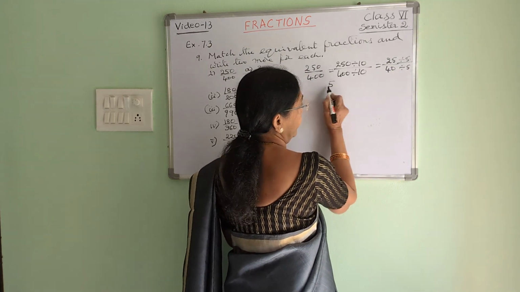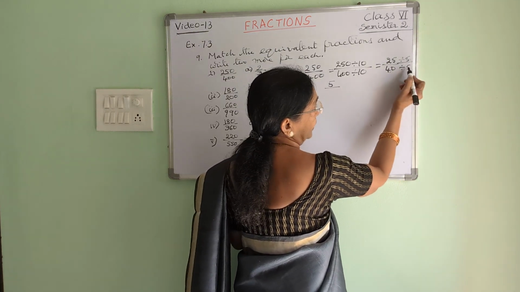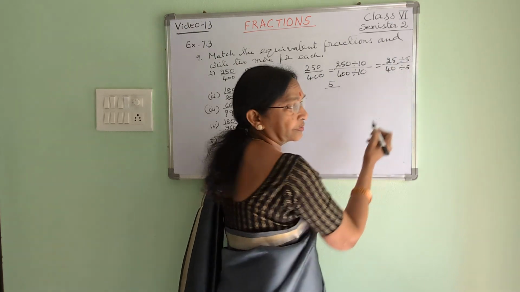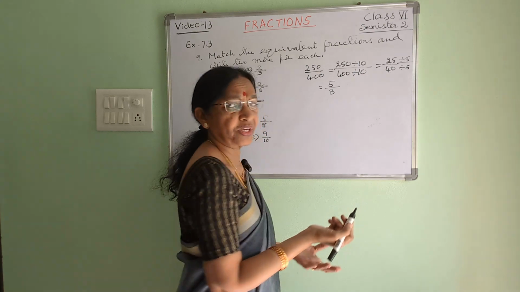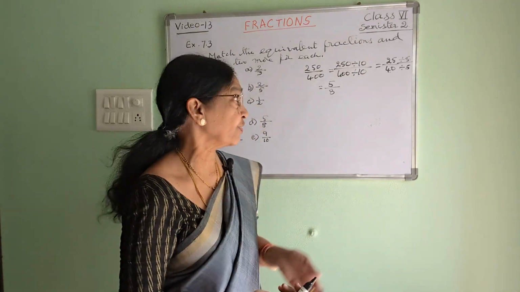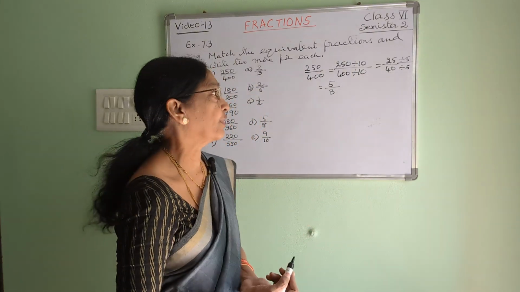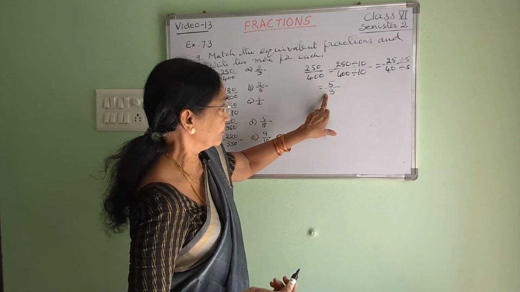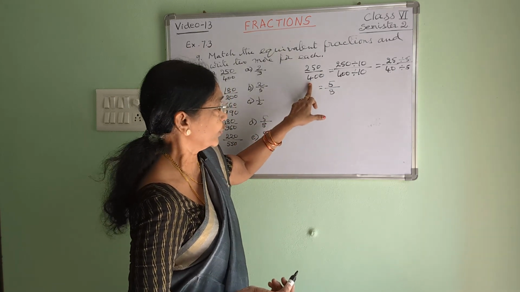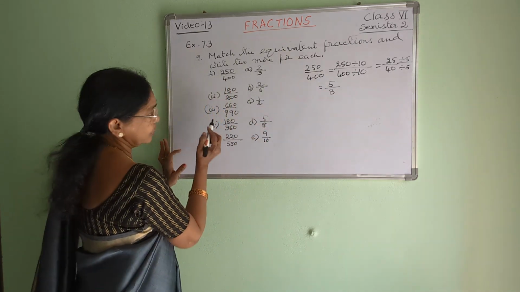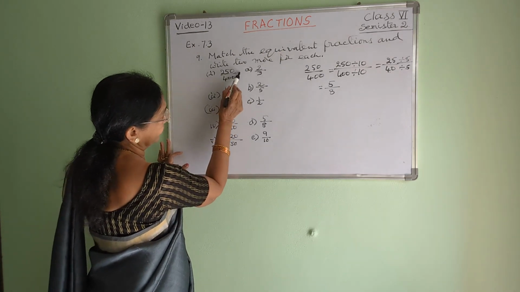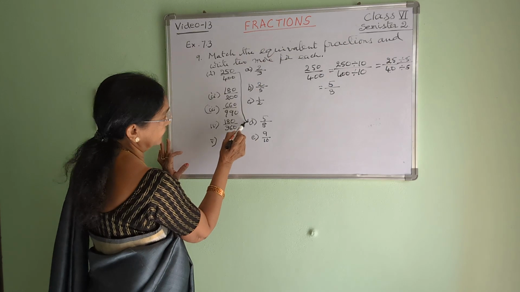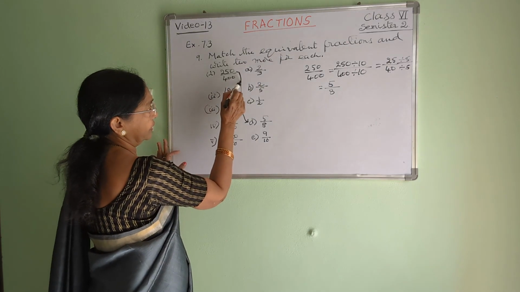25 divided by 5 is 5. 40 divided by 5 is 8, because 5 8s are 40. This is the simplest form. No common factors for 5 and 8 other than 1. Therefore, the simplest form of 250 by 400 is equal to 5 by 8. So this one is matched with D.